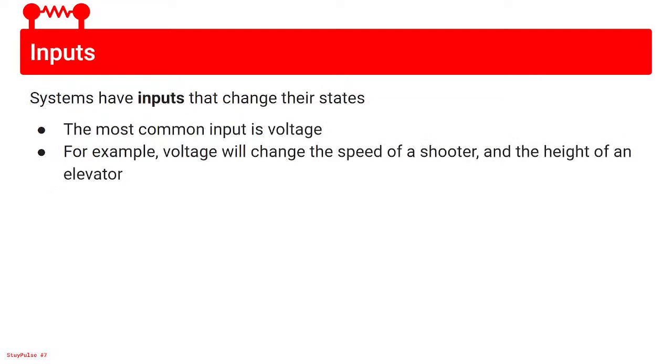Then the way you control these systems is with an input. Input will change the state of a system, and there are equations that will let you know how that's done. That's outside the scope of this presentation, but the most common input is voltage. For example, voltage will change the speed of a shooter, and will spin the motor of an elevator that will cause the entire thing to slide up.